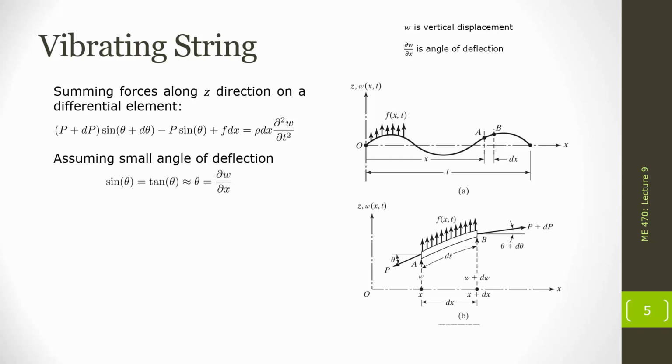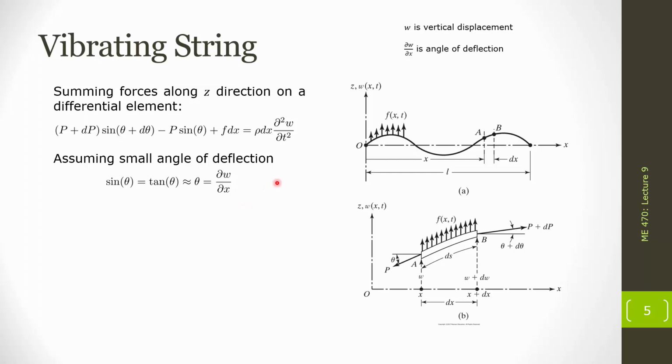So this sine of theta term, with the small angle approximation, the sine of theta and the tangent of theta as theta approaches 0 is going to become approximately theta, as long as theta is being measured in radians, which we will strictly be measuring it in here. And theta is also defined as ∂w/∂x.